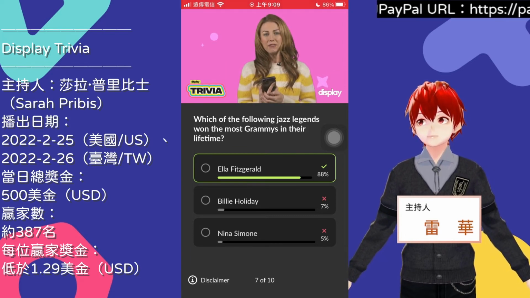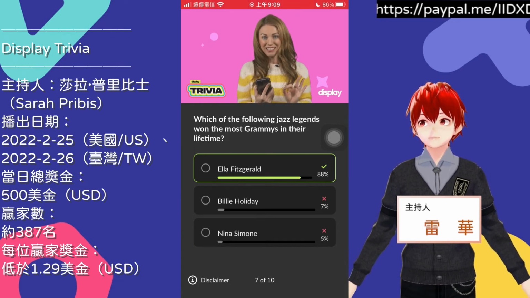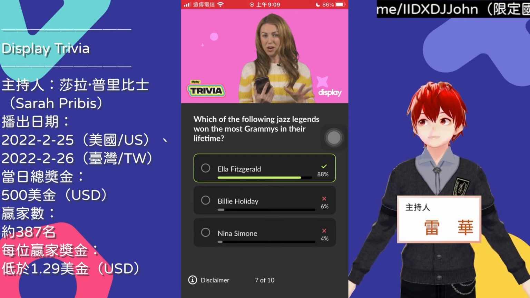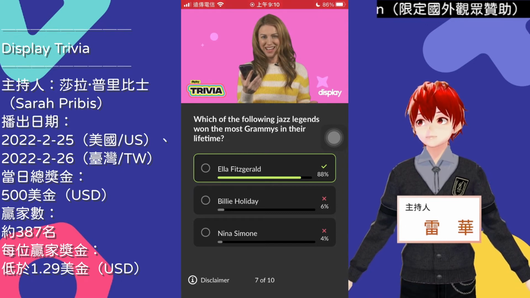The only lady of jazz to have won any Grammys in her lifetime, with an astonishing 14, is Ella Fitzgerald. Billie and Nina were both awarded Hall of Fame Grammys posthumously. 88% of you got that.